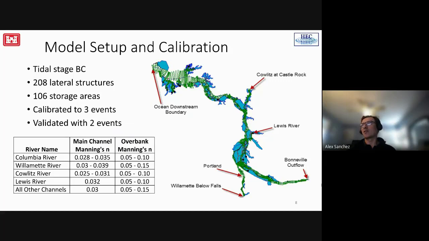And this is the model setup. As you can see, it's a pretty big modeling domain. It had a stage boundary condition at the downstream end, at the ocean boundary. There were 208 lateral structures and 106 storage areas. It was calibrated to 3 events and then validated for 2 different events. And this goes to what I was talking about when defining what validation is. When you're doing a project, this is how you validate. You calibrate with some data and you validate with other data.